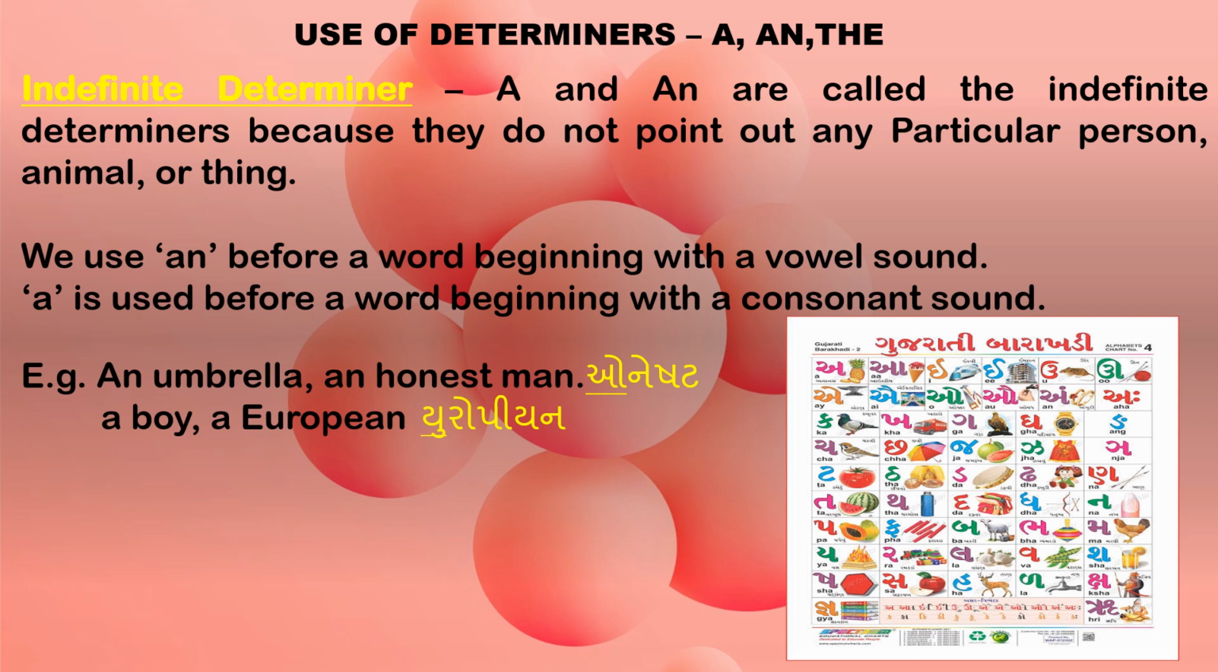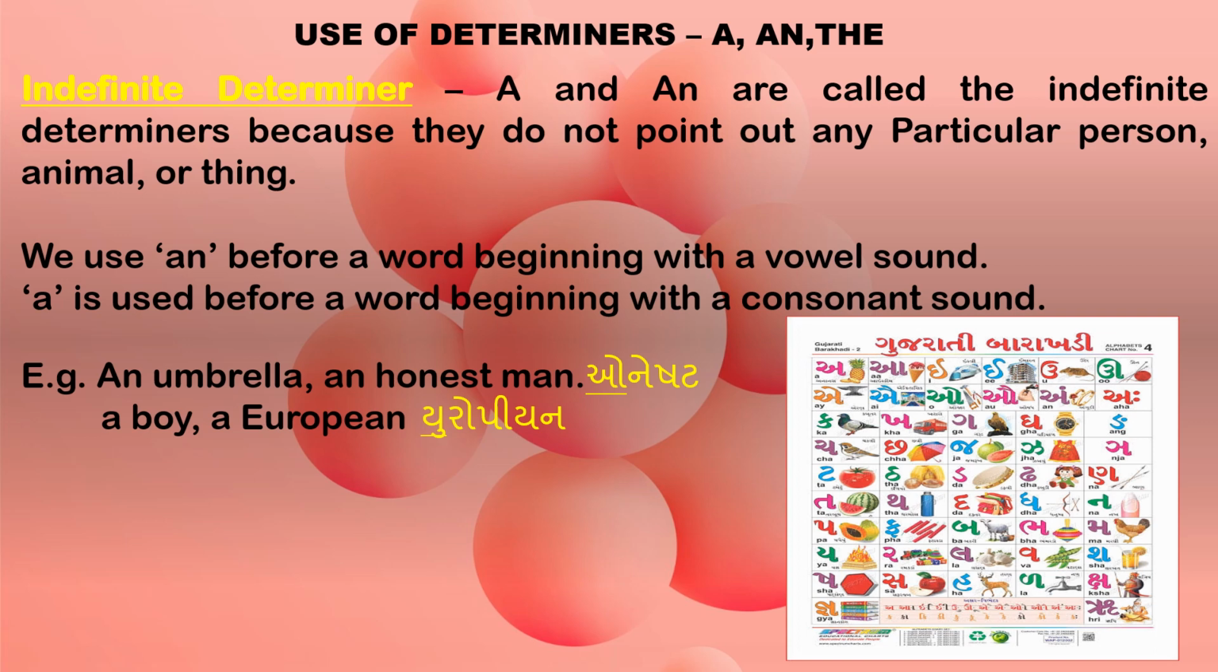Now moving on towards a. A is used before a consonant. So, a boy. B is a consonant. But what about E? E is not a consonant at all. It is a vowel: A, E, I, O, U. But then still we are using a. What is the reason behind that?